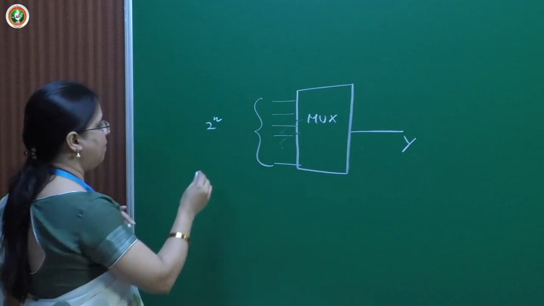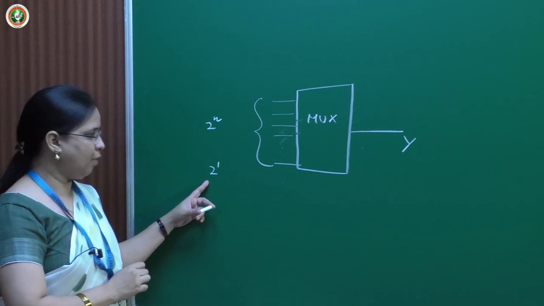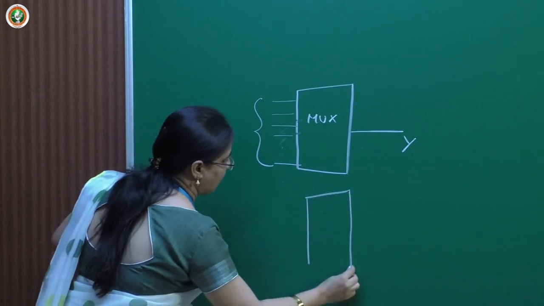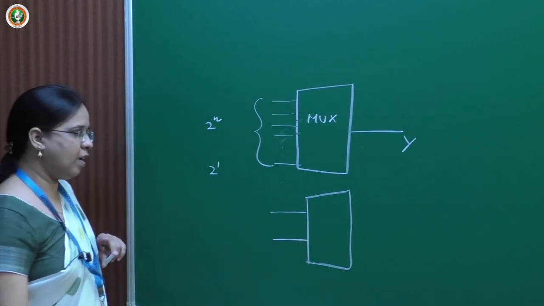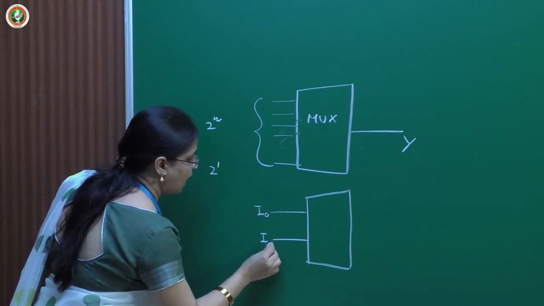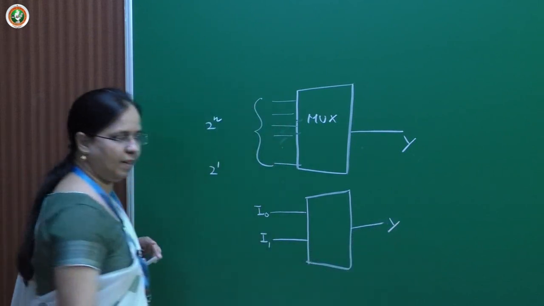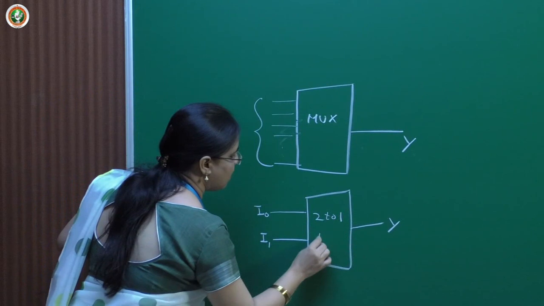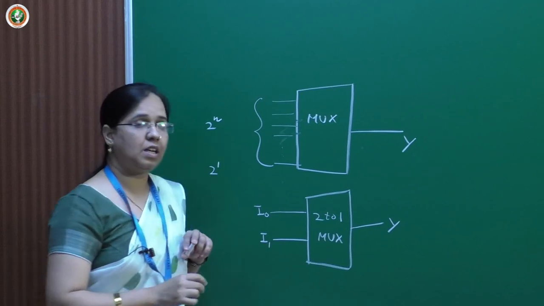Now assume I am taking 2 power 1. For 2 power 1, how many inputs am I going to get? 2 inputs. So I can represent this as a block diagram: this is the first input and this is the second input. Now I am going to assign them labels. Since they are inputs, I am taking them as I0 and I1. For the output, I am going to write Y. For this, I am going to give the name 2 to 1 MUX.